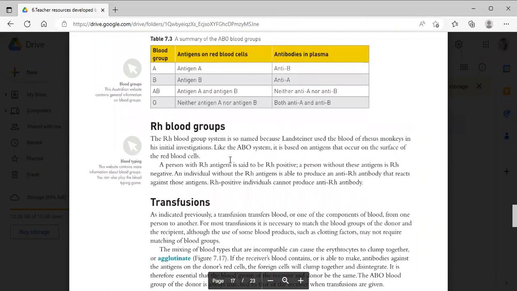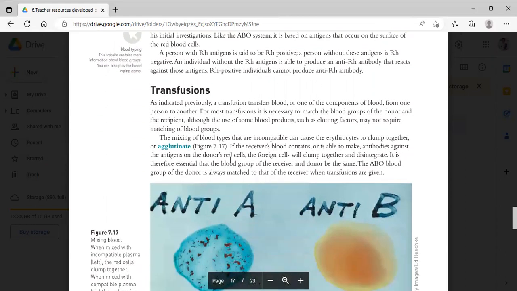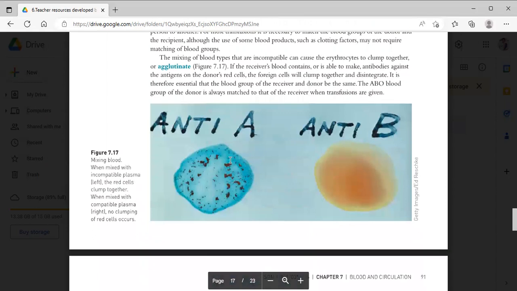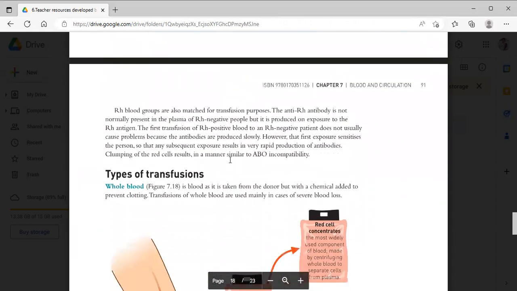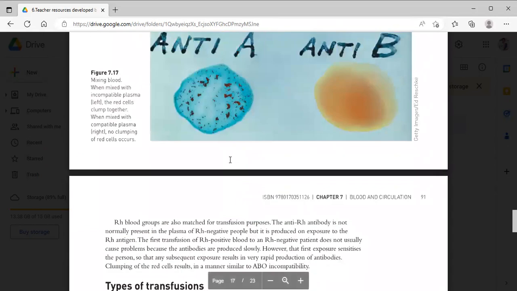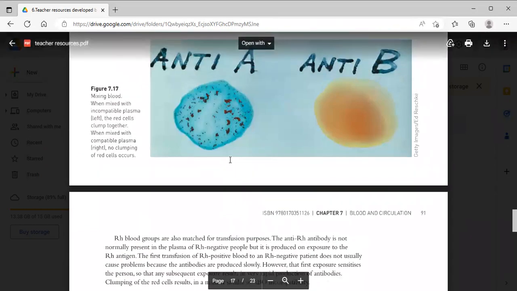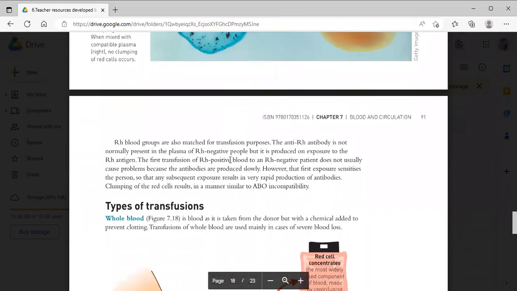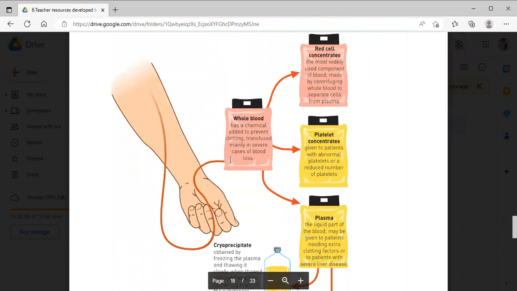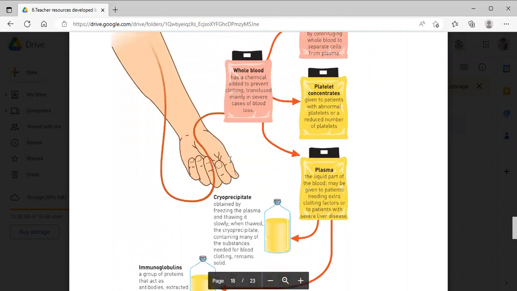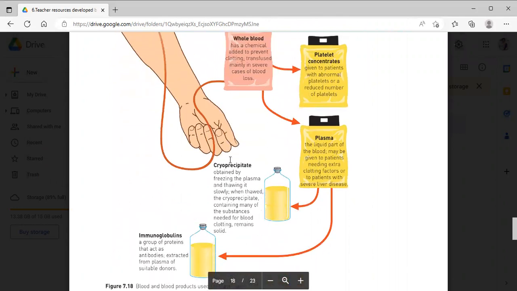And this is a table. You can see which kind of antigen, which kind of antibody is present. These are the slides showing the A blood group, B blood group, AB blood group. Sorry, not. It's showing the A blood group because A में clotting है, B में नहीं है. Type of transfusion, कैसे तरह से आपको ट्रांसफ्यूजन कराया जाता है यहाँ पर दे रखा है.